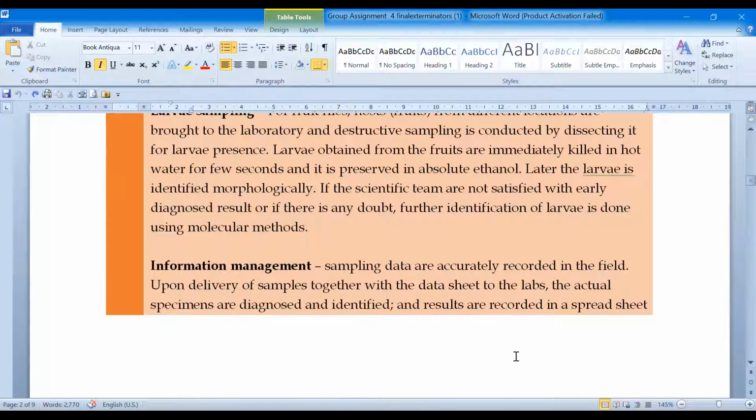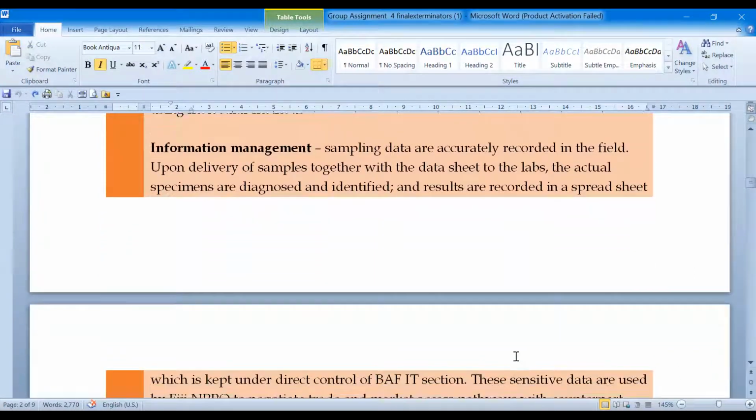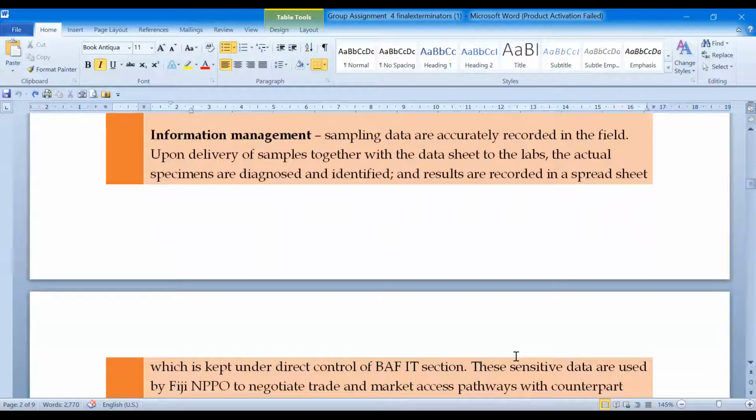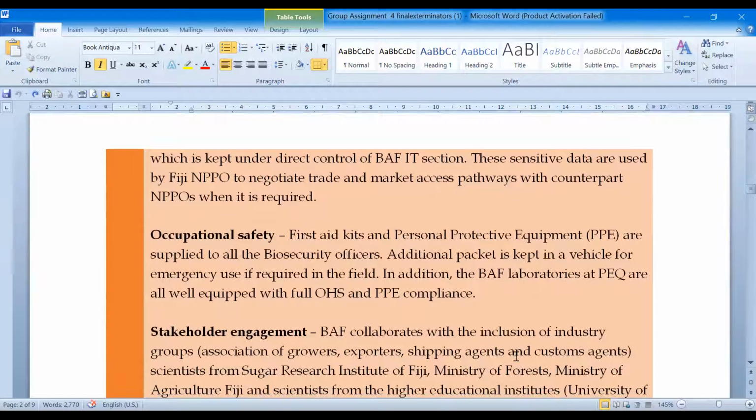And then in terms of information management, the sampling data are accurately recorded in the fields. Upon delivery of samples together with data sheet to the labs, the actual specimens are diagnosed and identified, and the results are recorded in a spreadsheet, which is kept under direct control of the IT section. These sensitive data are used by the NPPO to negotiate trade and market access pathways with counterparts with other NPPOs.